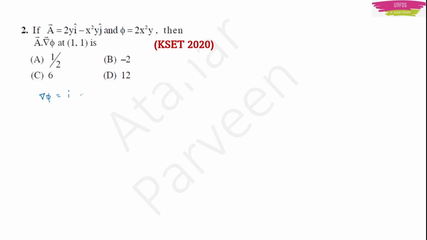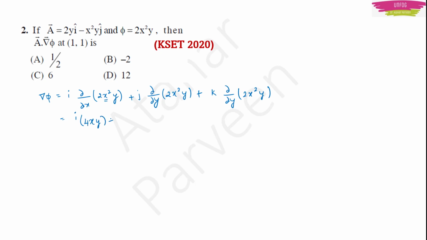This will be equal to i into dou by dou x of 2x square y, because phi is 2x square y, right? Plus j into dou by dou y of 2x square y plus k into dou by dou z of 2x square y. Now i into dou by dou x of 2x square y: x square will become 2x, so 2 into 2 will be 4x, y will be as it is. I hope you all know differentiation. That's why I am not explaining differentiation here. If you have any doubts, please do write in the comment section. I will explain you how to do the differentiation also.